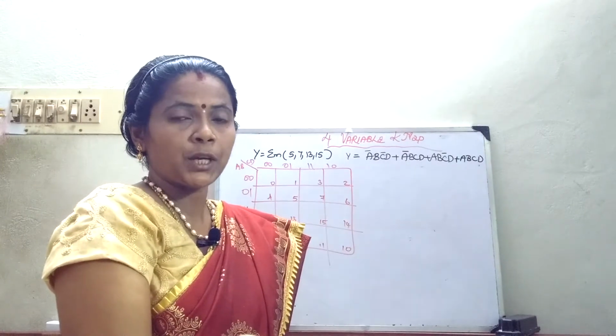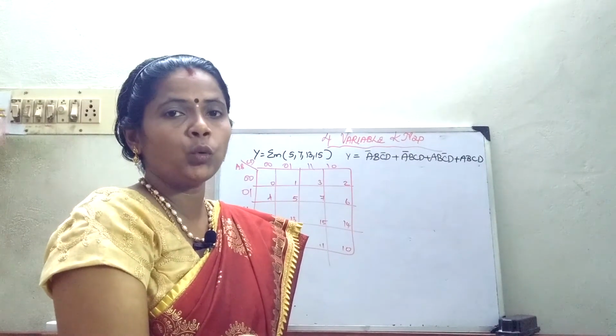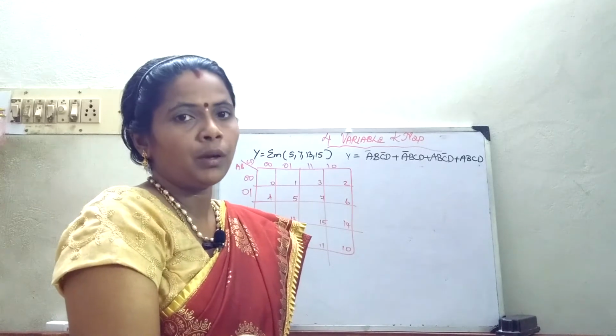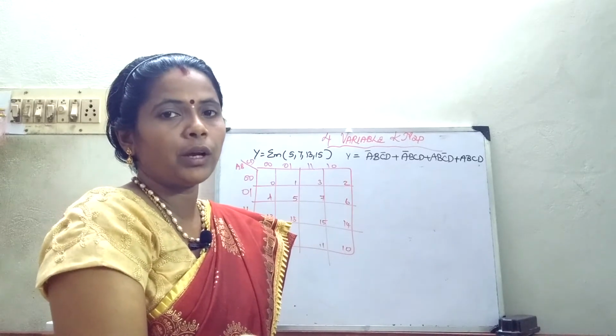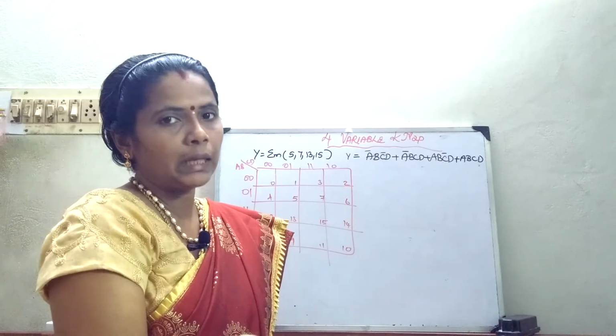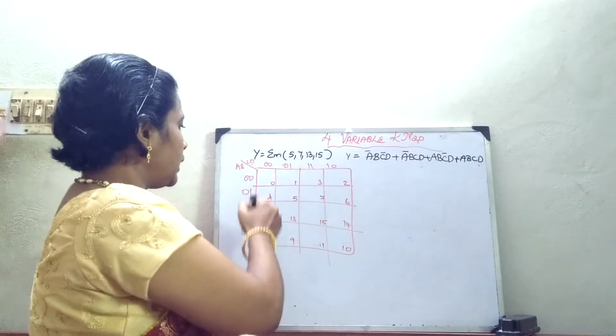In the last session, we have seen how to simplify Boolean expressions for 2 and 3 variables using K-map. Now, in this class, we will see how to reduce a Boolean expression using a 4 variable K-map. So, first let us see the outline.